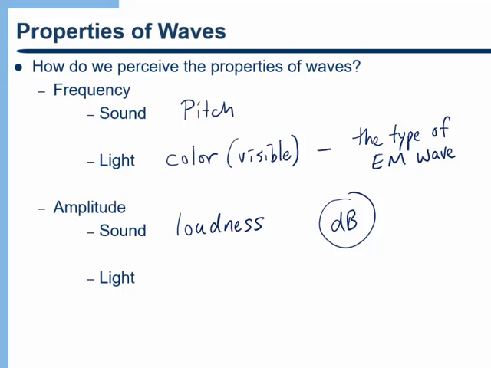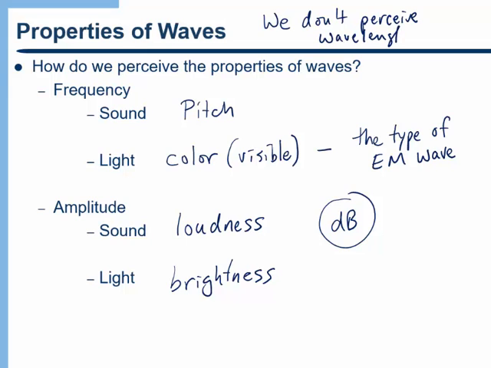For light, it has to do with how bright the light is. So the brightness is what we perceive as the amplitude. Notice, by the way, we don't perceive the wavelength. And that kind of makes sense because ultimately, if you think about it, when a sound wave reaches your eardrum, what it's doing is making your eardrum vibrate with the same frequency as the sound wave. So that's what's important, how it's vibrating your eardrum and how much it's vibrating your eardrum. So those are the frequency and the amplitude.